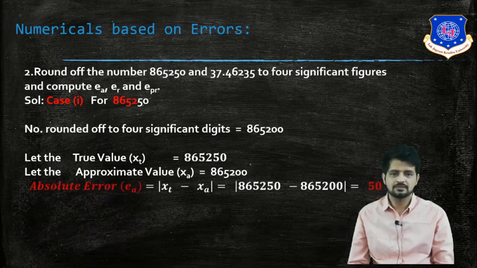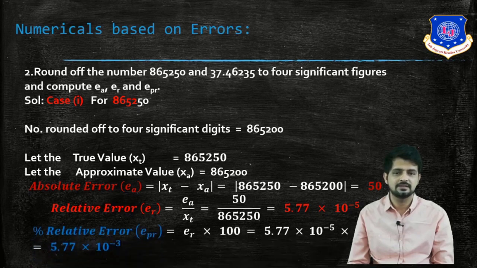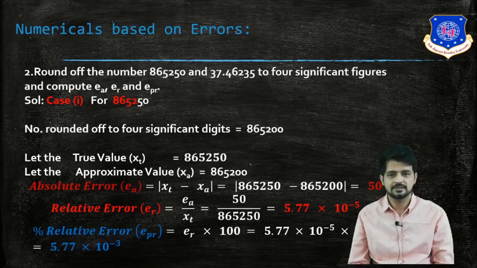We have to place all these values in the formula. You will get the answer. Okay. Again, ER you have to calculate. You have to divide EA by XT. You will get the answer. Then multiply that answer by 100. You will get the relative percentage error. I am not going in detail because you can easily solve this.